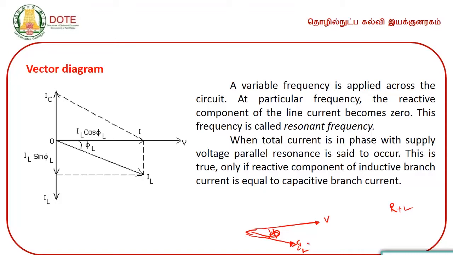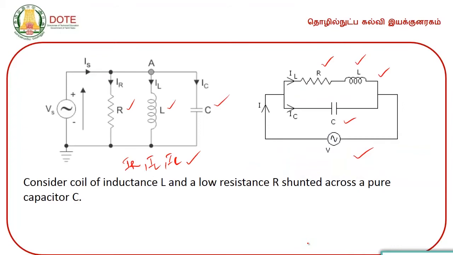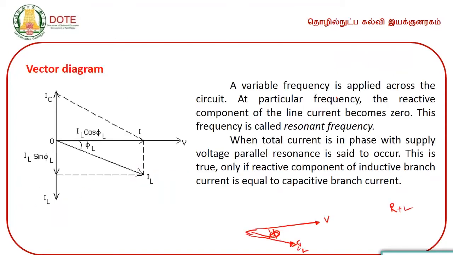Then where will you mark the IC? So, you can see here, this is your IC. It has a purely capacitive branch. There is no combination of R plus C, so it is a pure C. R is not there. So, if that is the case, you have IC exactly perpendicular, that is, exactly at 90 degrees with the applied voltage.